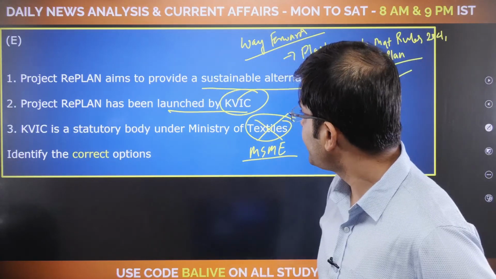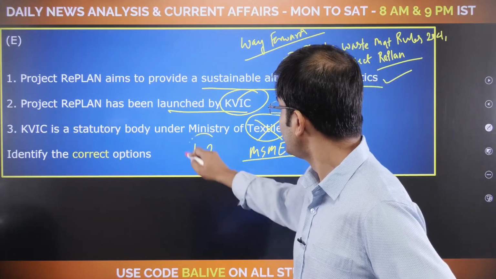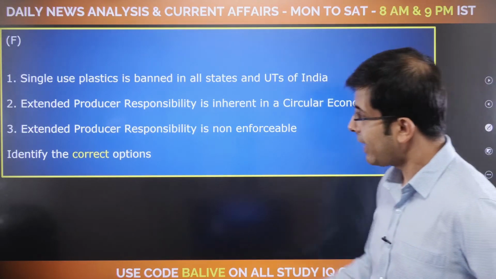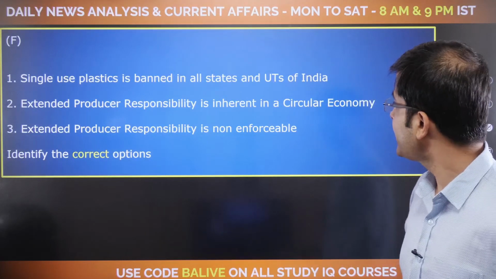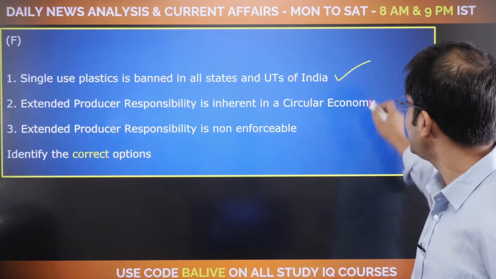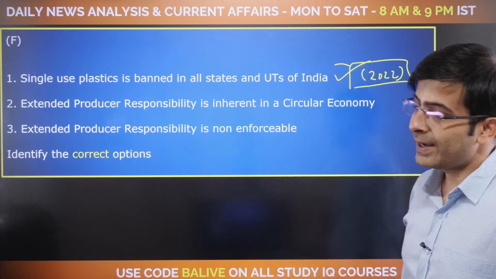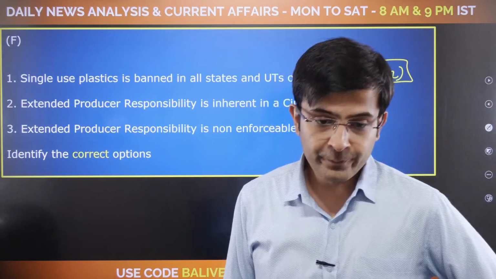So the correct options here are 1 and 2, right? Let's look at the last one here. Okay, F. Single-use plastics is banned in all states and UTs of India, correct? In 2022, this was announced, okay, as to make sure that India is plastic waste free, all right?